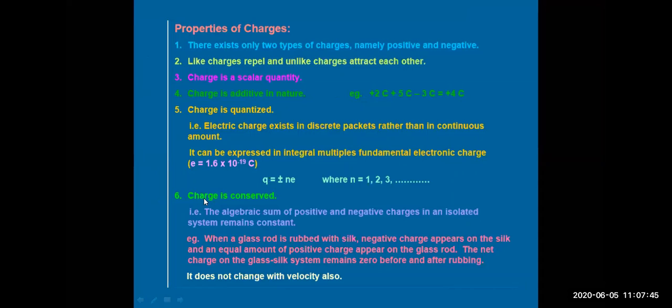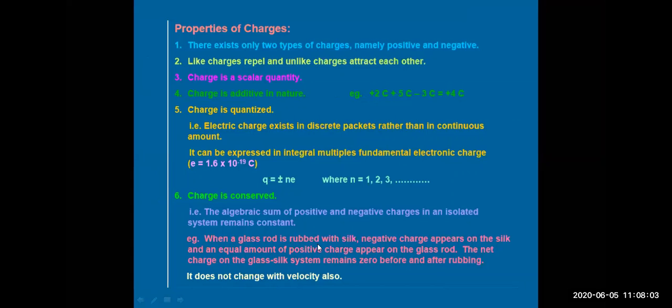Point number 6, charge is conserved. That is, the algebraic sum of your positive and negative charge in any isolated system should remain constant. One more definition is, charge can neither be created nor destroyed. It can only be conserved.